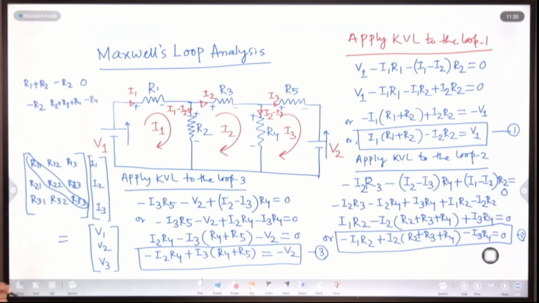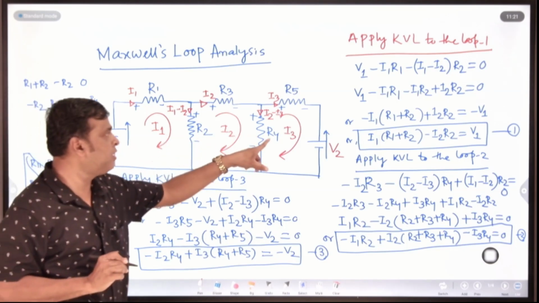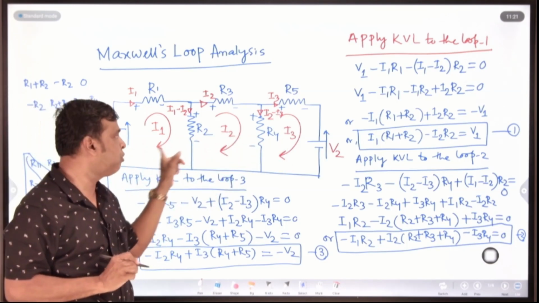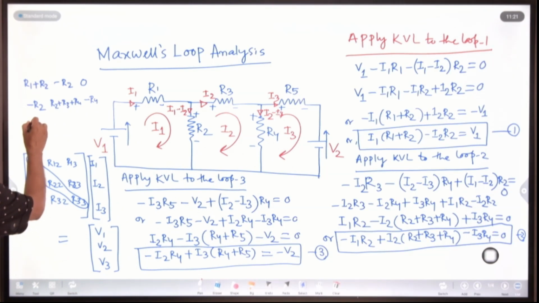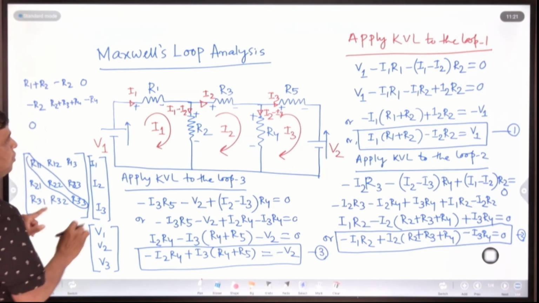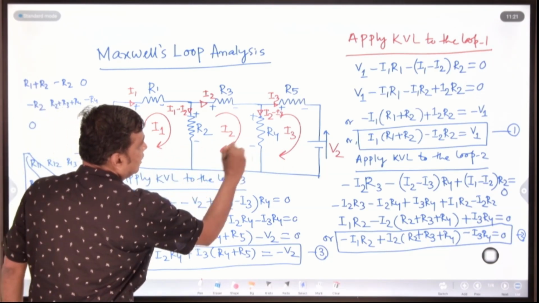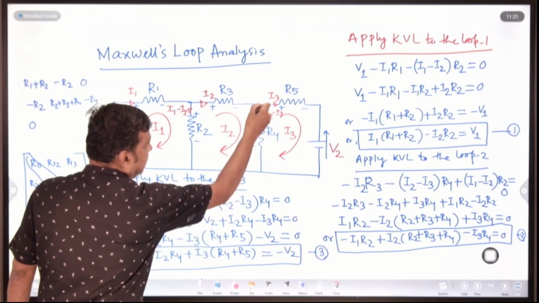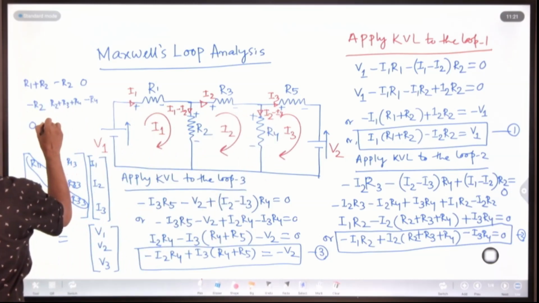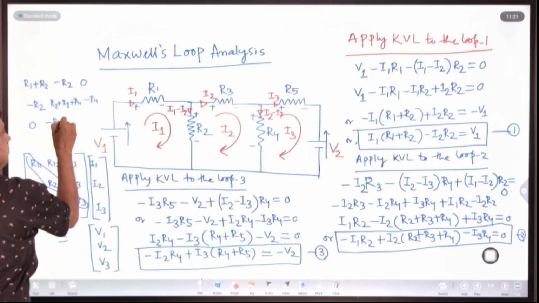Isn't it? Then come to R31, 1, 3, 3, 1, same. 1, 3. There is no resistance common between first loop and third loop. It will be 0. Then 3, 2. 3, 2 means 2, 3, 3, 2 same. 2, 3. There is a common resistance R4. Put the minus sign. Minus R4.